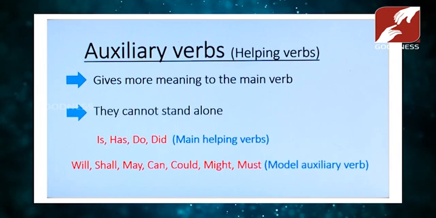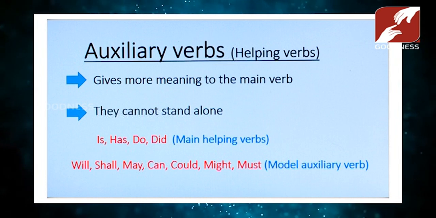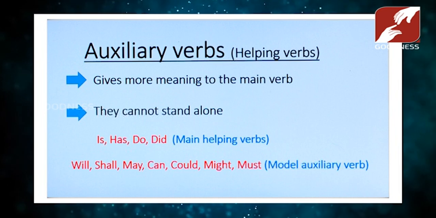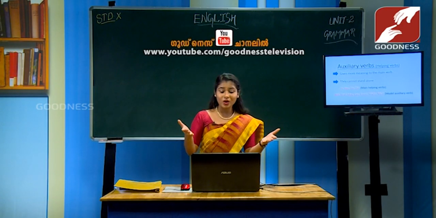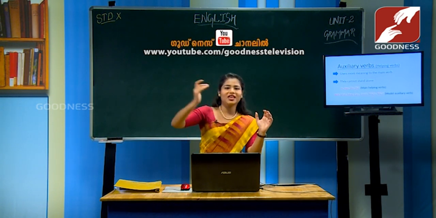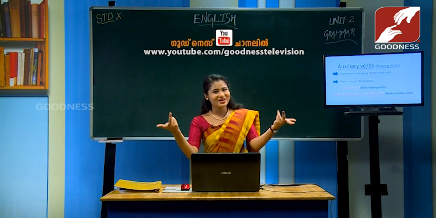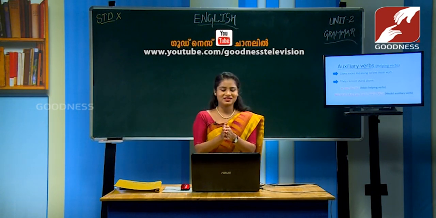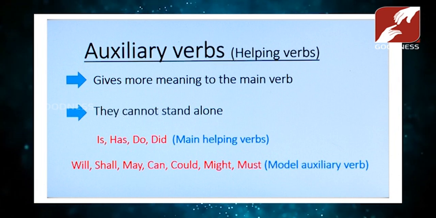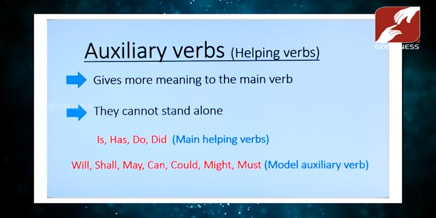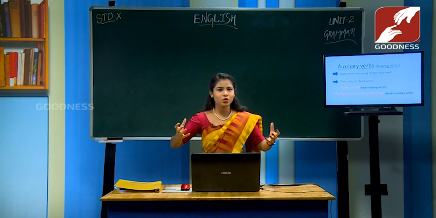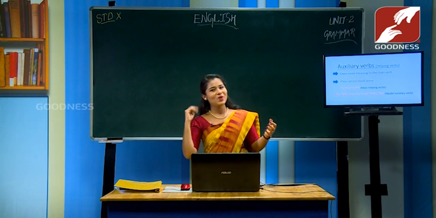It is the auxiliary verb. It is also known as helping verbs. Let us see what auxiliary verbs are. They give more meaning to the main verb. Auxiliary verbs are something which gives more meaning to the main verb. Let us see some examples. Is, has, do, did, will, shall, may, can, could, might, must. All these are examples of auxiliary verbs or helping verbs.